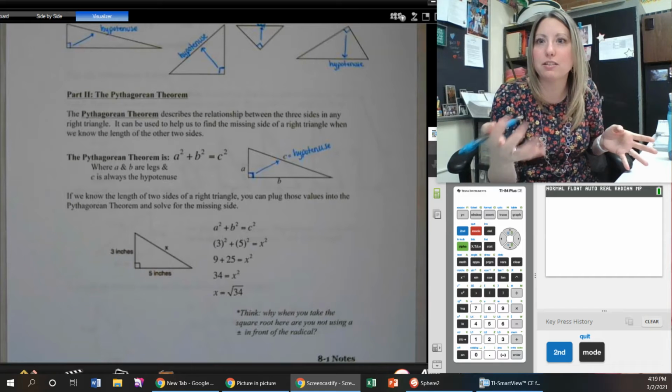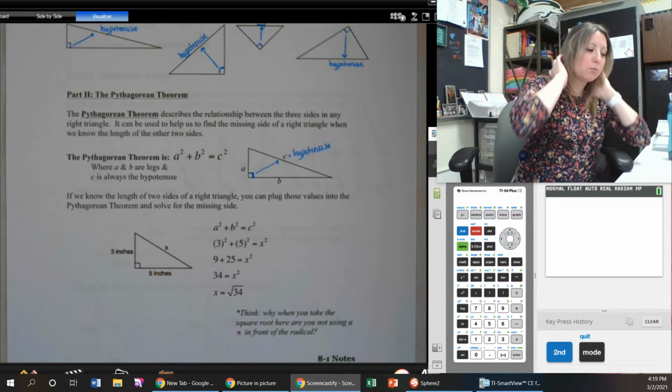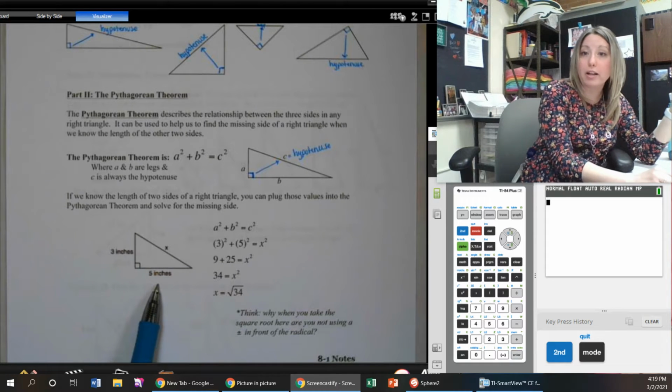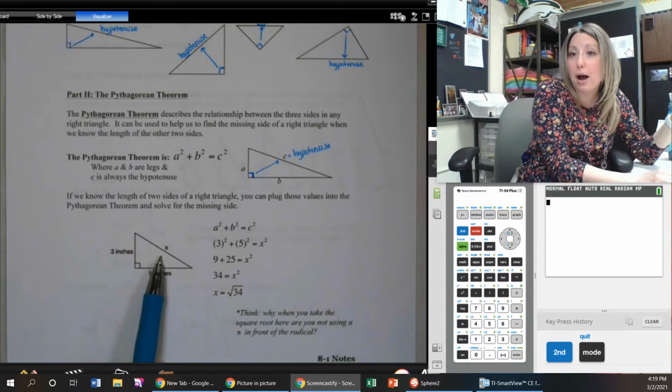Getting c alone, that's the distance formula. Okay. So that's why it's so neat how this works. Like in this case right here, I know 3 and 5 are my legs. What's the length of my hypotenuse?